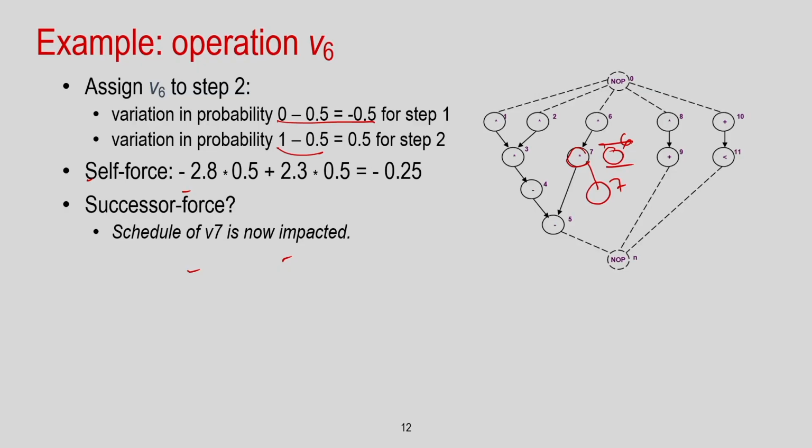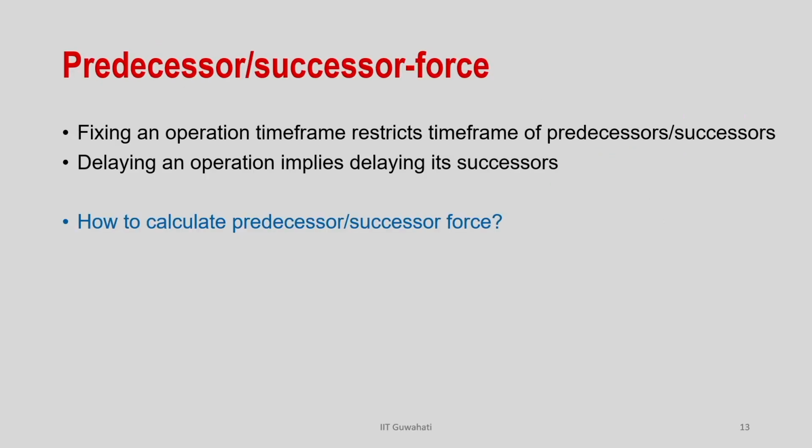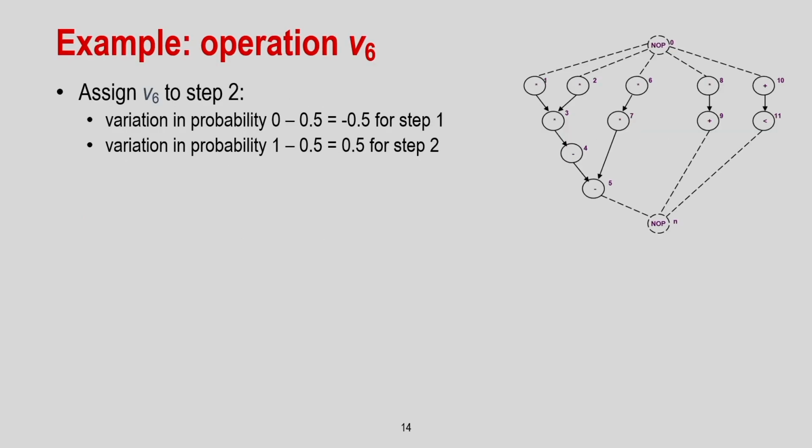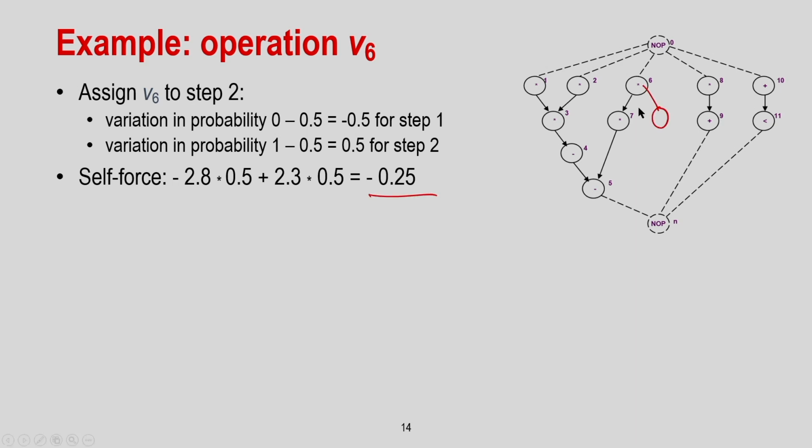So, now I will see how we can calculate the impact of 7 of scheduling operation 6 in timestamp 2. Okay. So, how to calculate that, let us try to understand. We have already understood that the self force is minus 2.5 if I schedule this operation here. And what is the impact of 7? So, 7 now cannot be scheduled in timestamp 2, that is the bottom line, right.